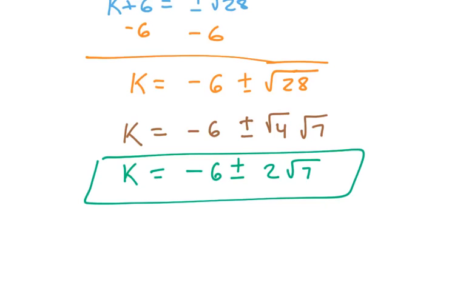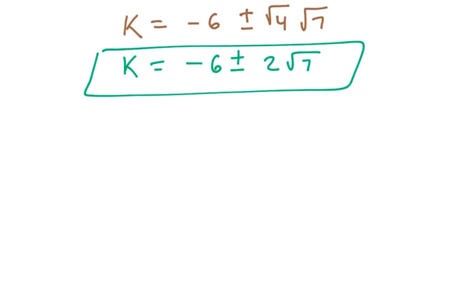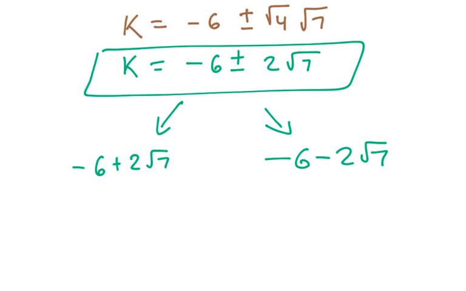So the answer is k is equal to negative 6 plus or minus 2 square root 7. And I want to stress here, just to be super clear, this means negative 6 plus 2 square root 7. It also means negative 6 minus 2 square root 7.